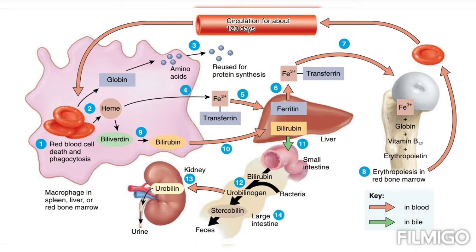We'll go in detail. In the first step, these macrophages in the spleen and liver, or red bone marrow, phagocytize the ruptured and worn-out red blood cells. The globin and the heme portions of the hemoglobin are split apart in the second step. And in the third step, the globin is broken down into several amino acids. These can be used for synthesizing other proteins.